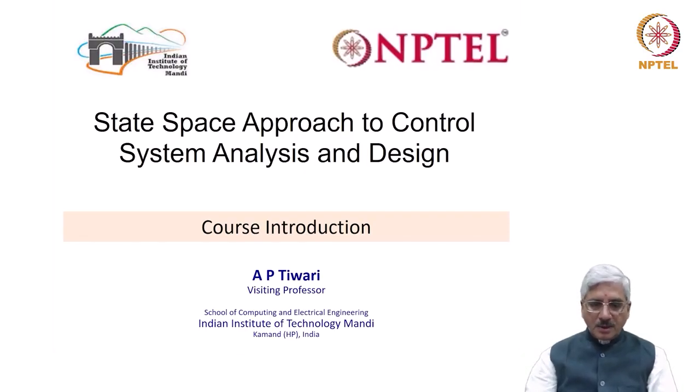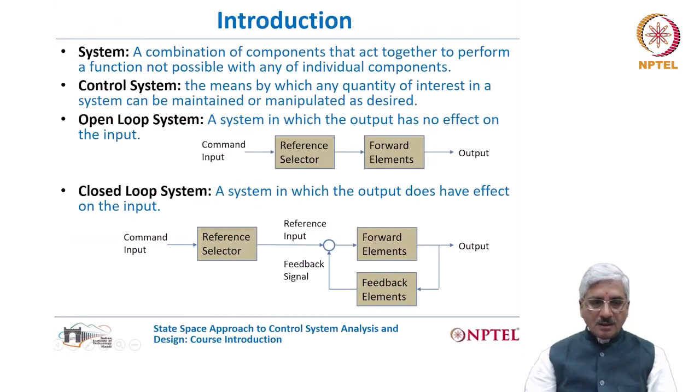First, I want to define a system to you. A system is defined as a combination of components that act together to perform a function not possible with any of the individual components. In the real life system, there is a lot of complexities. Nothing is too simple to be just a simple interconnection of individual components.